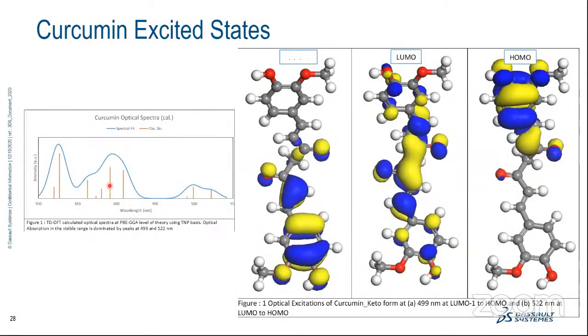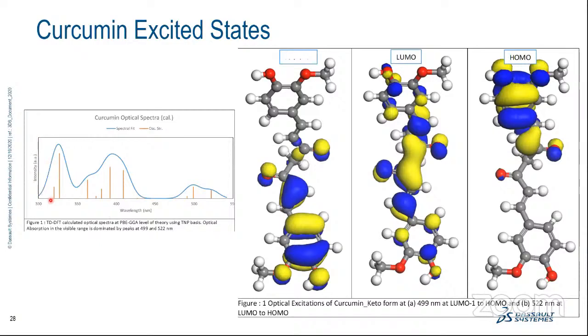This is an example in dye-sensitized solar cells. What you see here is a gas phase calculation of curcumin dye. And what you are seeing here are the orbitals involved in the excitation. You can see the calculated optical spectra looks something like this, right?